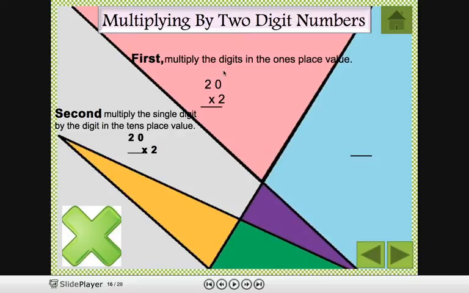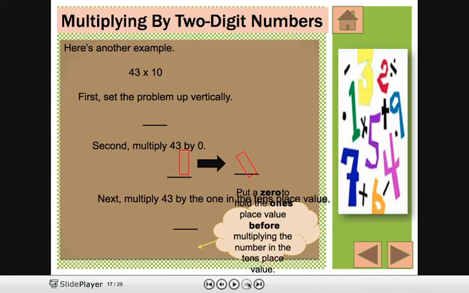So the first thing you do is you multiply by the ones place. So we have 0 times 2, which is 0. And then we're going to move over to the tens place. So we're going to do 2 times 2, which would be 4. So our answer would be 40.